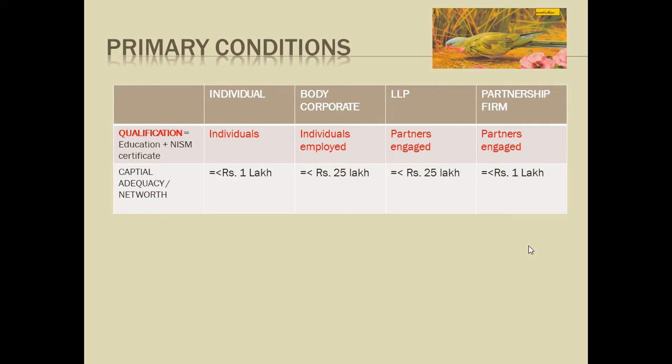So far as the capital adequacy or net worth is concerned, individuals are eligible if they have a net worth or capital adequacy of rupees 1 lakh or more. Body corporates and LLPs are supposed to have a capital adequacy or net worth of 25 lakhs or more. Whereas a partnership firm is similar to an individual, where they are required to bring in rupees 1 lakh or more.